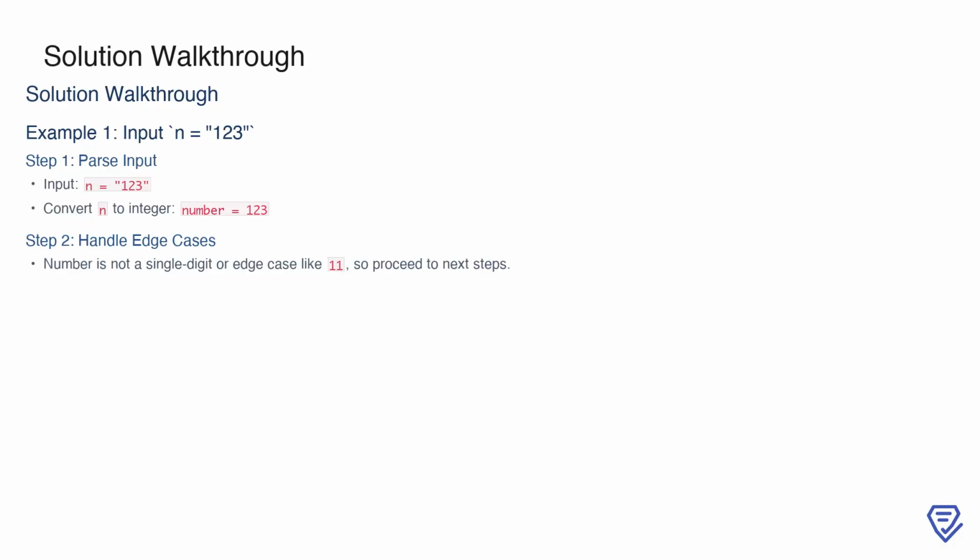In this example, we start with the input string 123. The first step is to parse the input. We convert the string 123 into an integer, resulting in the number 123. Next, we handle edge cases. Since the number is neither a single-digit number nor a special edge case like 11, we can move forward to the next steps in the process.